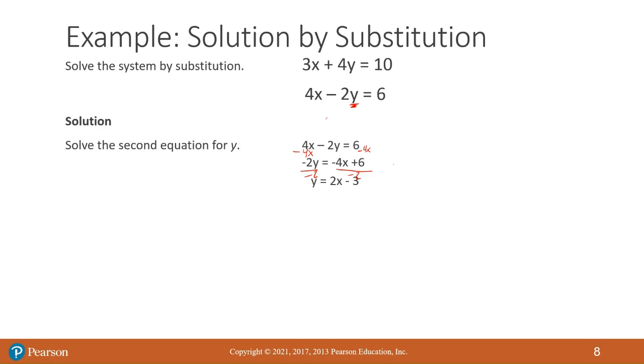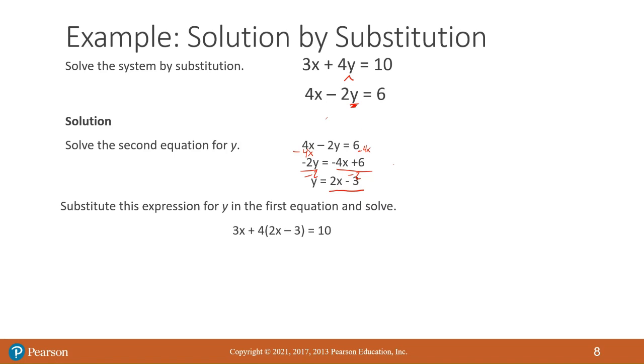Now we're going to take that solution and substitute it for the y in the first equation, and then we will solve. So we've got 3x plus 4, and then we'll substitute the 2x minus 3 in for y in that equation. Now we have an equation that's totally in terms of x. So we have 3x plus 4 times 2x minus 3 equals 10.